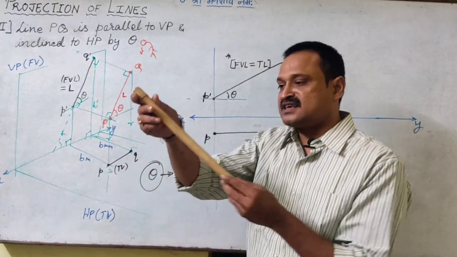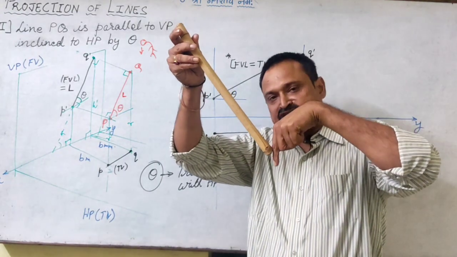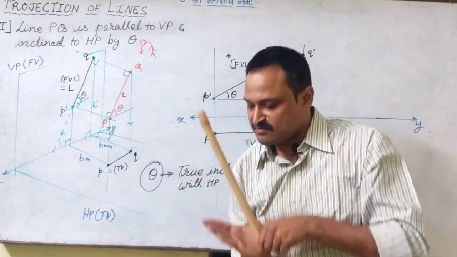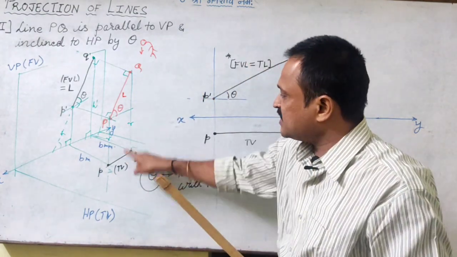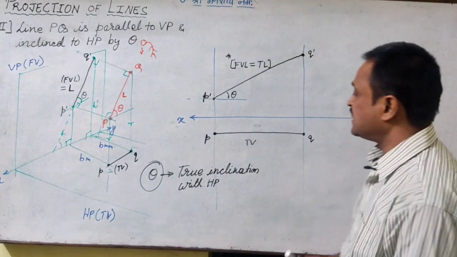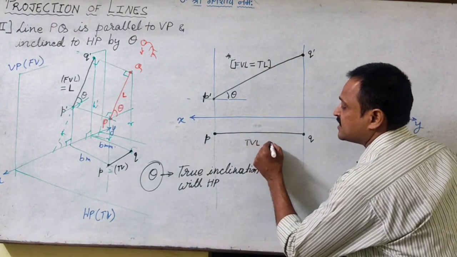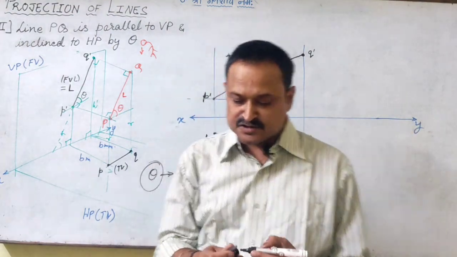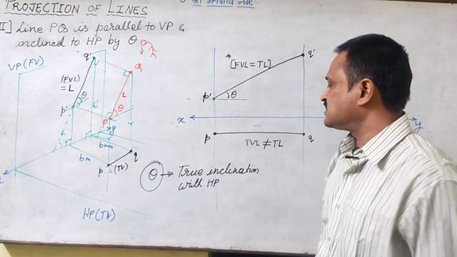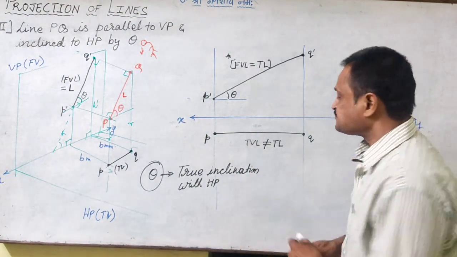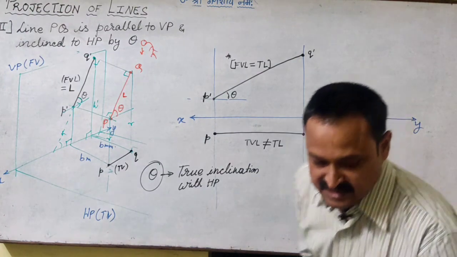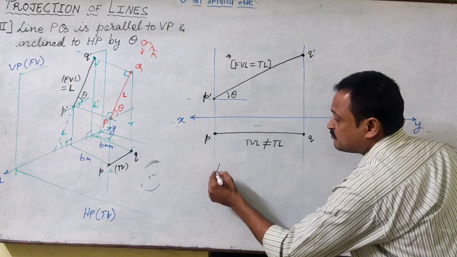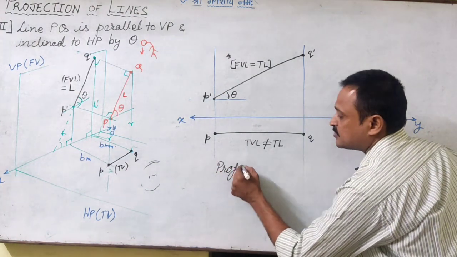When the line is inclined in this fashion, this is the projector for P and this is the projector for Q. That means when I am looking at it from the top, I am not able to see the true length of the line. So the top view length is not equal to the true length of the line, and in first angle orthographic projection, whatever this top view length is, we call this the projected length.